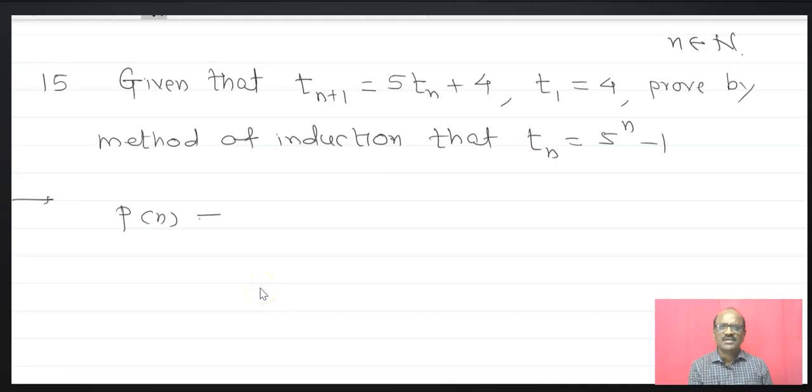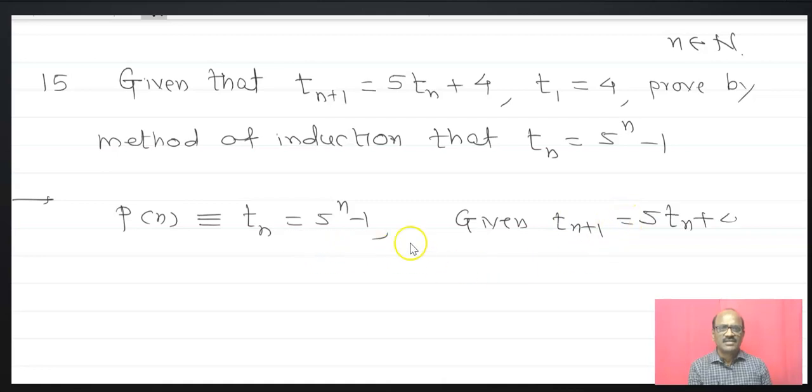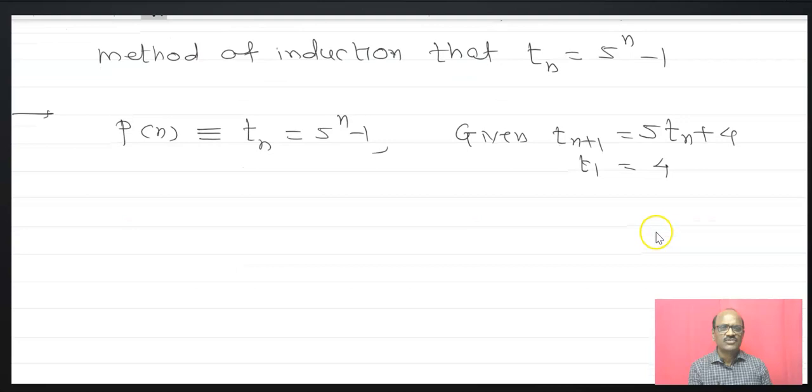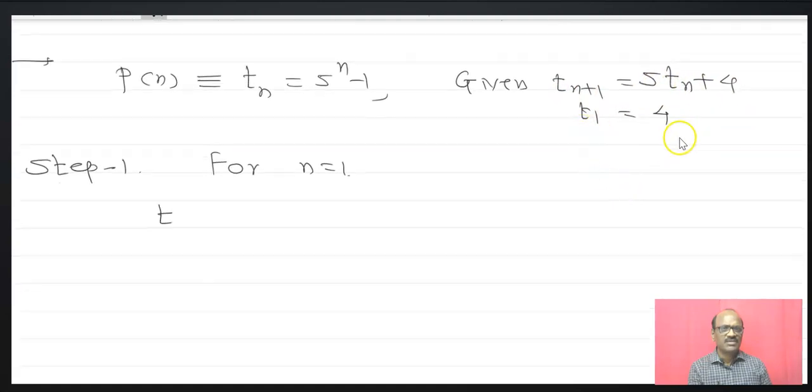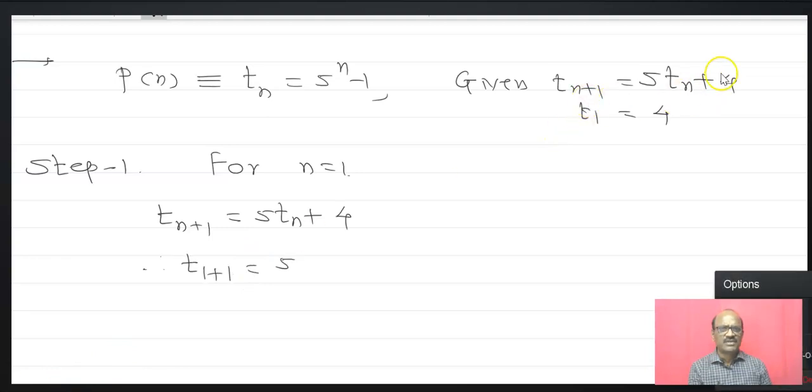See this here: P of n is tn equals 5 raised to n minus 1. This is the given. What is the given? t(n plus 1) is equal to 5 tn plus 4 and t1 is equal to 4. Now what is step 1? Now see this, in step 1, in this case we will prove for n equals 1.